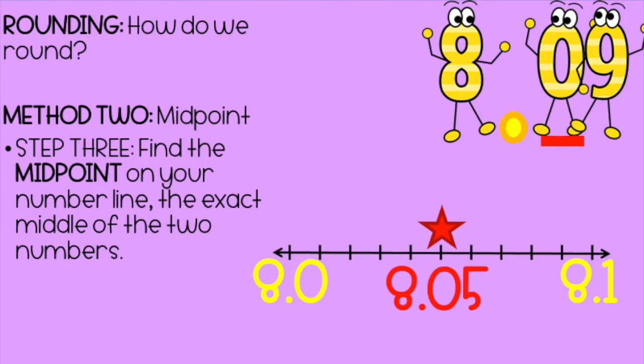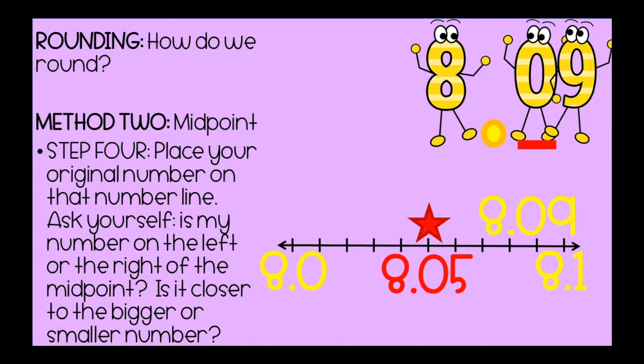Step 3, find the midpoint on your number line, which is the exact middle of the two numbers. So in this case, I'm asking myself, what's the exact middle between 8.0 and 8.1? I always like to think about money because that's a little bit easier for me. What's the middle of $8 and $8.10? In this case, it would be $8.05 or 8 5/100. Something to kind of notice is that your midpoint is always going to involve a 5. And that's kind of important too. That's why 5 is our 5 and above for our other method. That's because in base 10, 5 is always going to be the middle between 0 and 10.